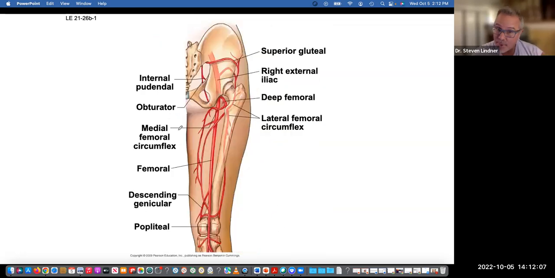Now we're looking at the posterior side, right? Here's the sacrum. Here's the iliac crest. Here's the greater sciatic notch, the lesser sciatic notch, right? We're looking at the posterior part. So here's the femoral artery from the back. You follow it down, it takes you to the popliteal, right? Again, it's the same structure. It just changes its name based on the location of where it's at, okay?